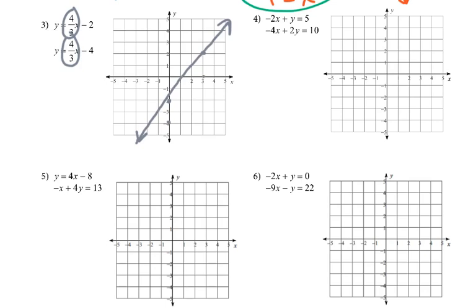Okay, because they have that movement that's the same. So parallel lines, so the answer isn't parallel, the answer is no solution.